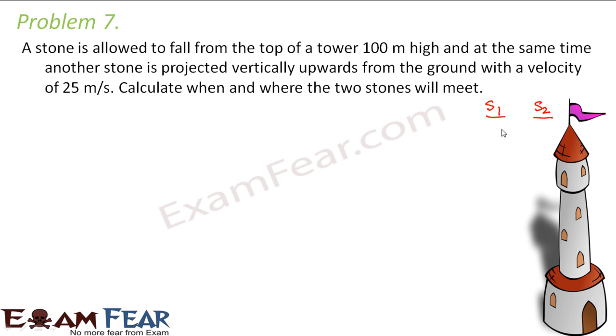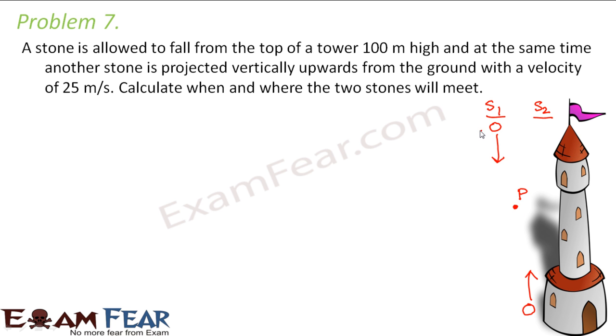So for the first stone, it says that the stone is thrown from the top of this tower. So that means that this stone is going down. For the stone S2, the stone is thrown or projected vertically upwards in this way. Now we have to calculate the point where these two stones will meet. So let us suppose that the two stones, this is coming down, this is coming up.